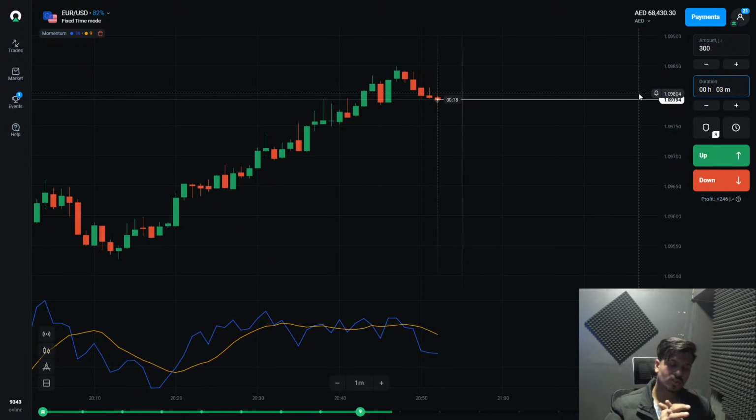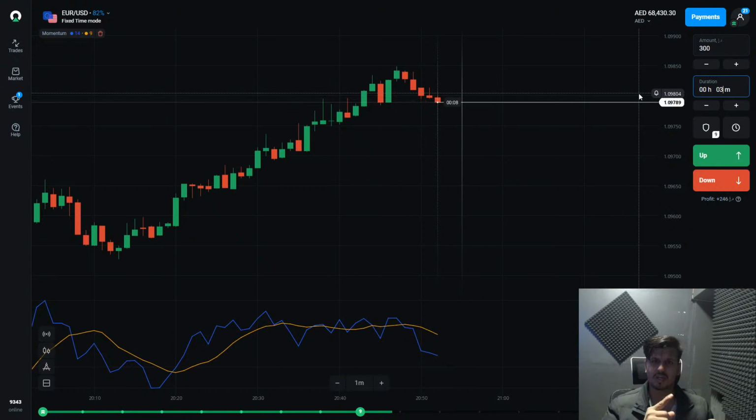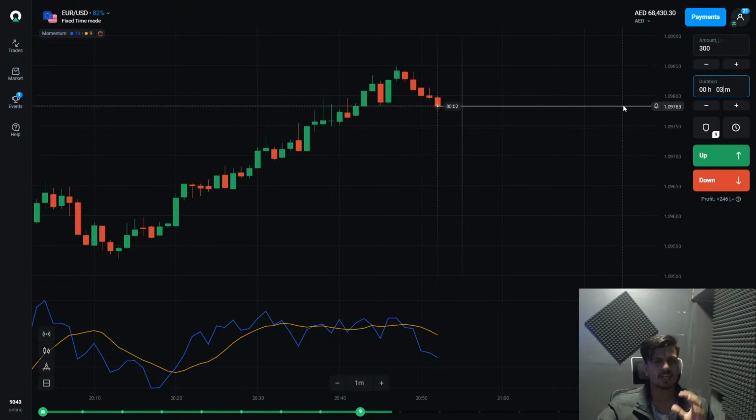So I chose the 1 minute time frame, and for the trade duration, just triple the time frame. The time frame is 1 minute, I multiply by 3, so it is 3 minutes here. The trade result will come after the ending of the 3 minutes.